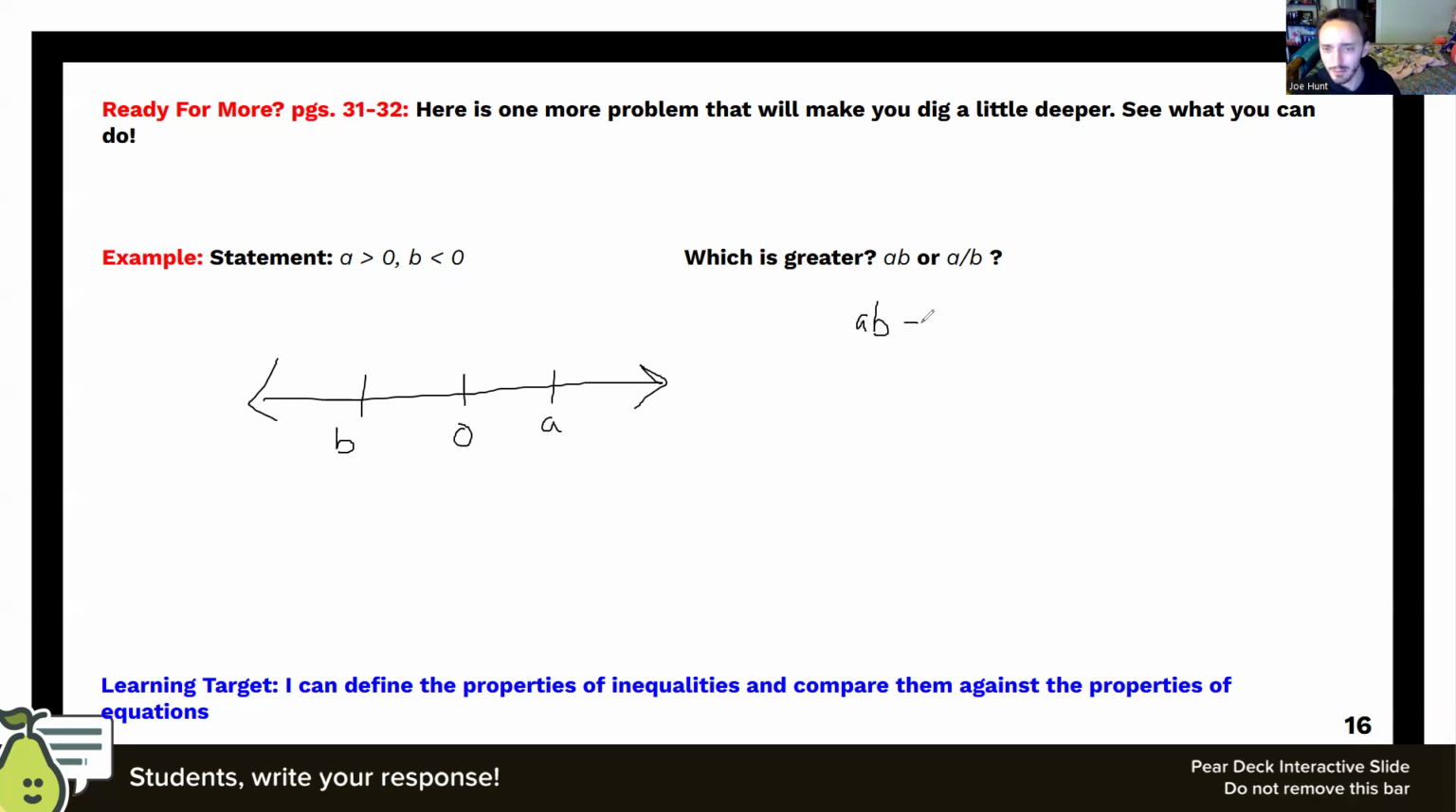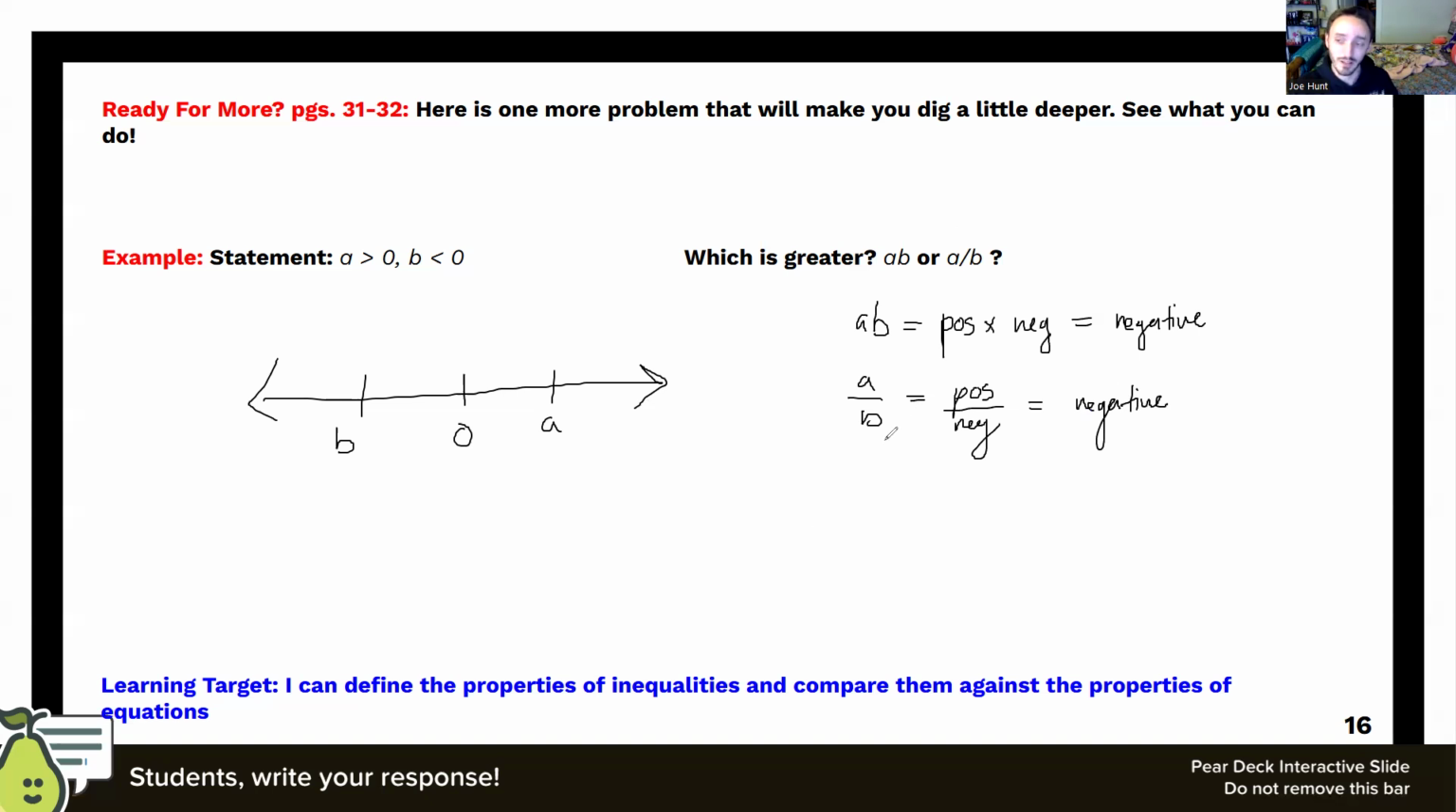If I think about what AB is going to look like, it's a positive number times a negative number, which means overall it's going to be some kind of negative result, even if I don't know its value. If you think about A divided by B, then you're doing a positive number divided by a negative number, which is also going to turn out to be a negative result. So they're both negative numbers, which doesn't really help me determine right off the bat which one's greater than the other. So now we're thinking, okay, how do I go further?